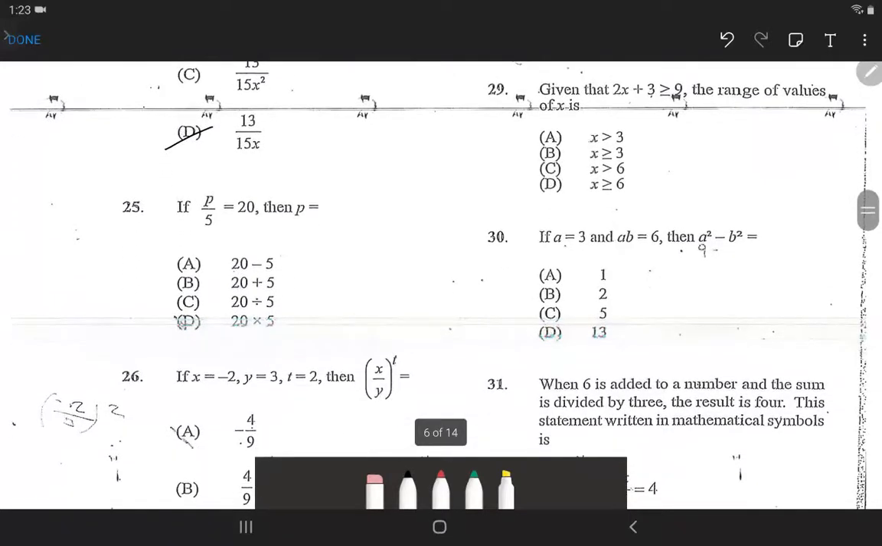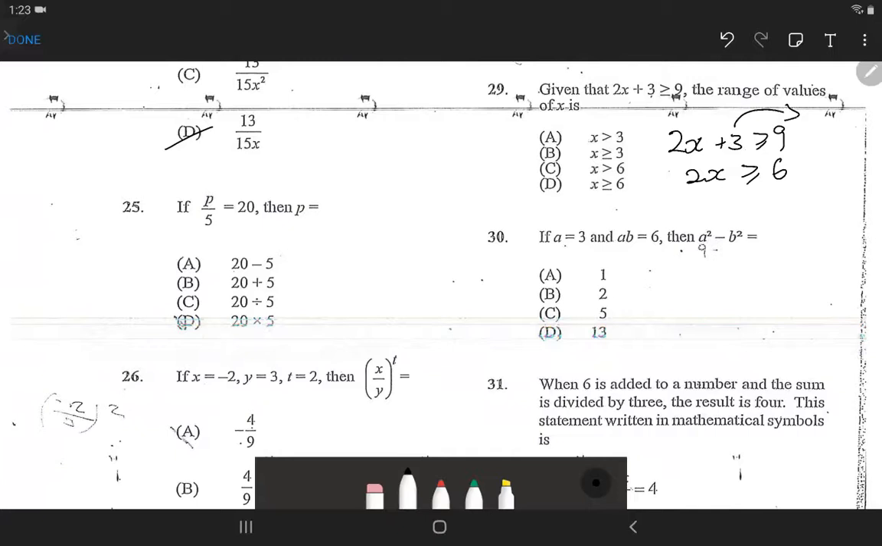29, given that 2x plus 3 is bigger than or equal to 9, the range of values of x, well, 2x plus 3 is bigger than or equal to 9 means that 2x is bigger than or equal to 6, so we could just subtract 3. That means x is bigger than or equal to 3 by dividing both sides by 2. That's B. If P over 5 is 20, then P is equal to, well, 20 times 5, because you can just cross multiply.